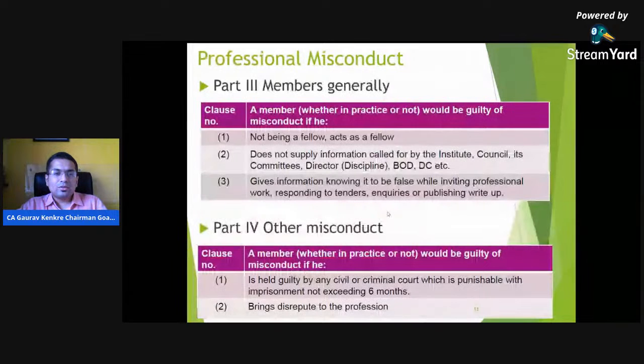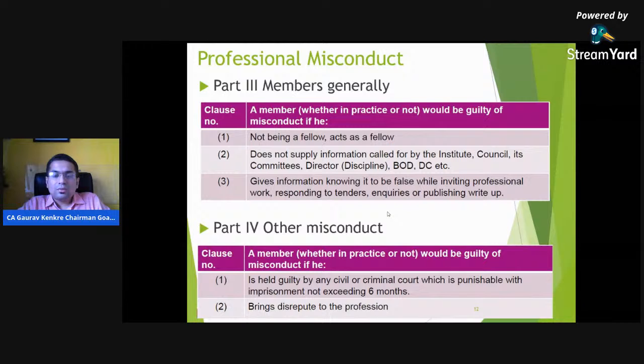For members at large, whether in practice or not, professional misconduct would be construed if a person who is not a fellow acts as a fellow. You are called a fellow only if you have 5 years of practice experience. But if you call yourself a fellow CA without the 5 years of experience, this will be a professional misconduct. If you do not supply information called for by the institute, council, or any of the committees, then again it will be a professional misconduct.